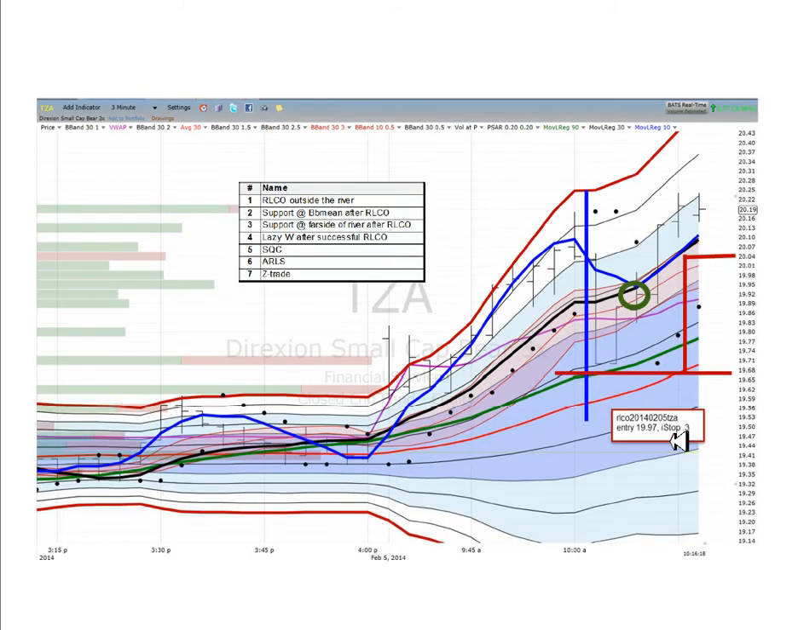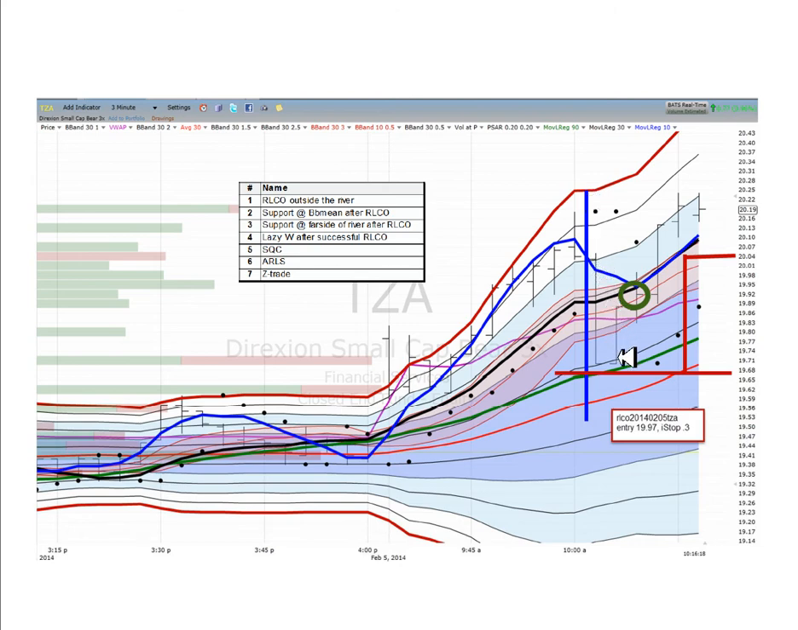This one is from February 5th on TZA. That's the triple inverse Russell 2000. We're at 10 o'clock here. We've already had one nice move up. I was trading VXX on this one, so I didn't get the first leg up. It pulls back after a move out into the Z-score land here.